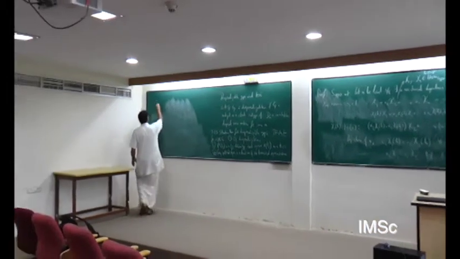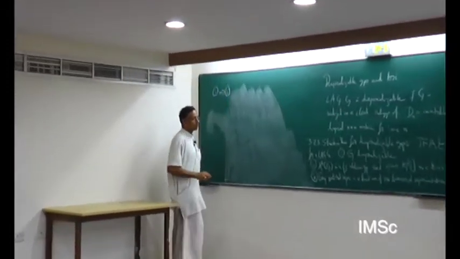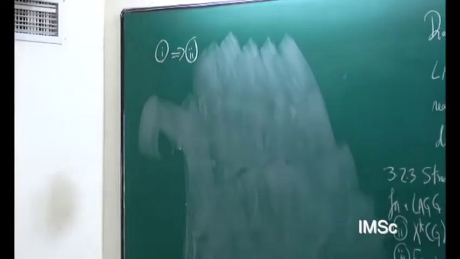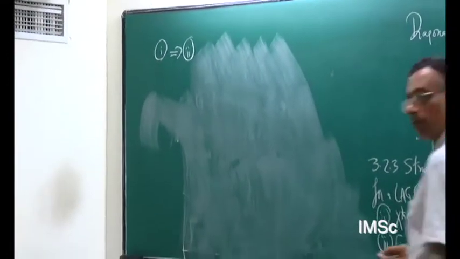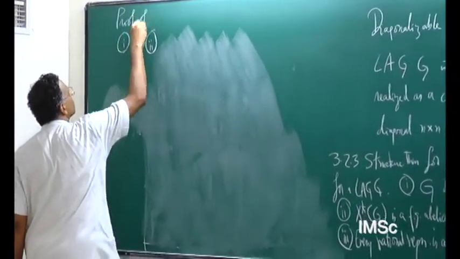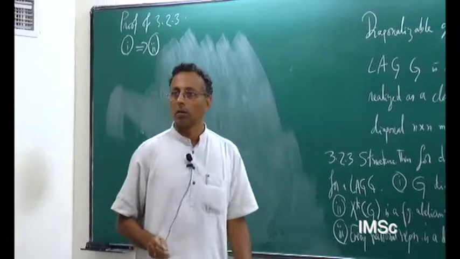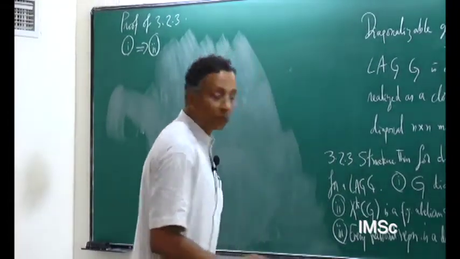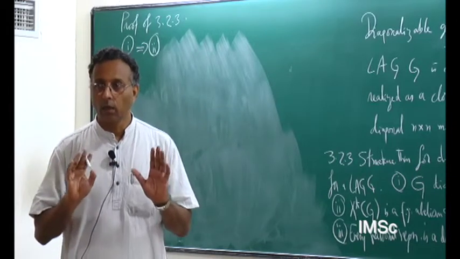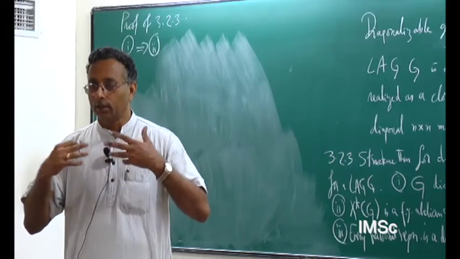So let's go 1 implies 2. So proof of 3.2.3. Okay, I repeat, the proof again is quite subtle, and I want you to pay attention.